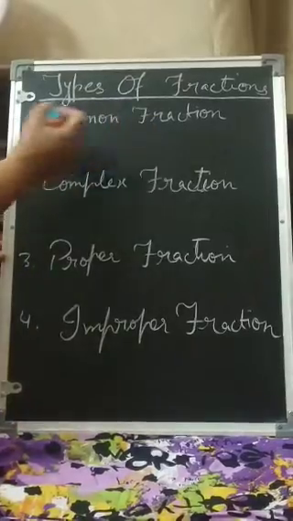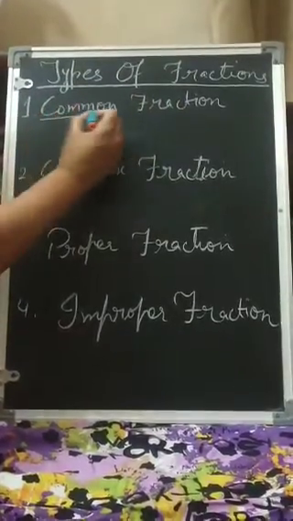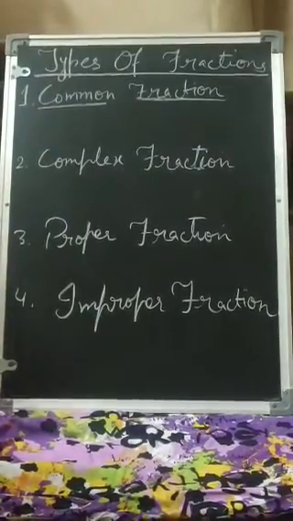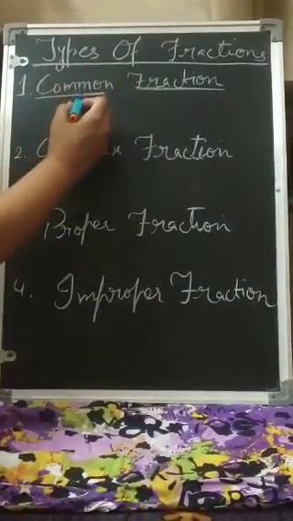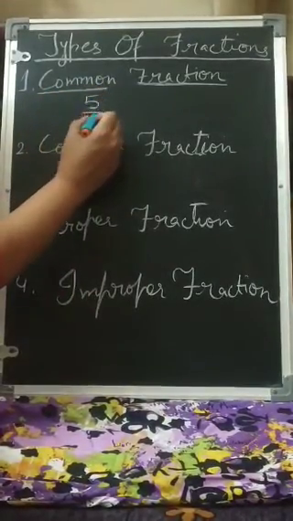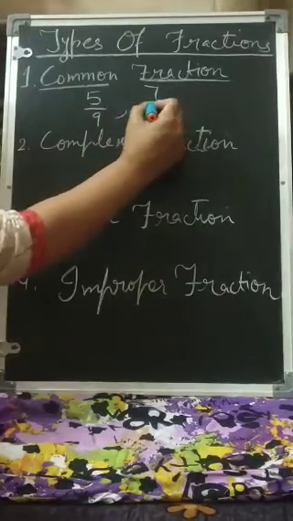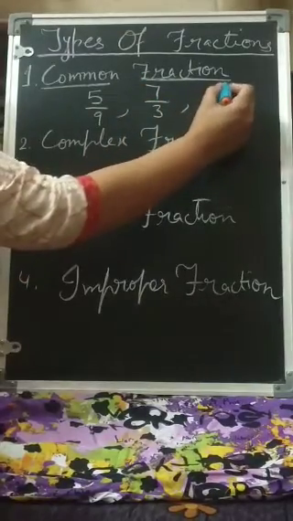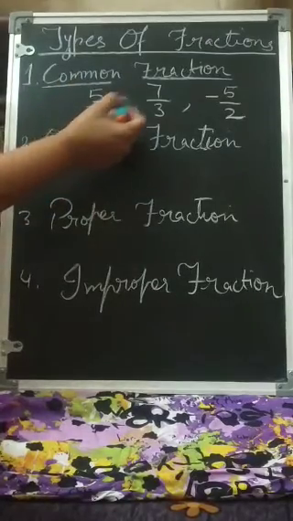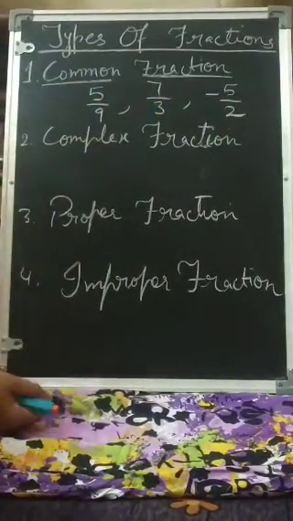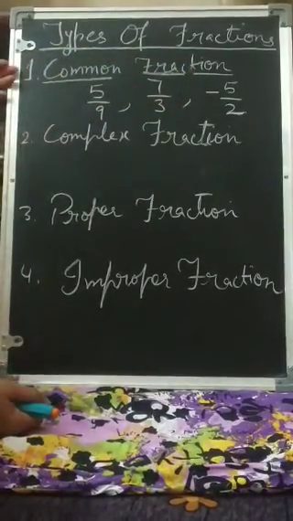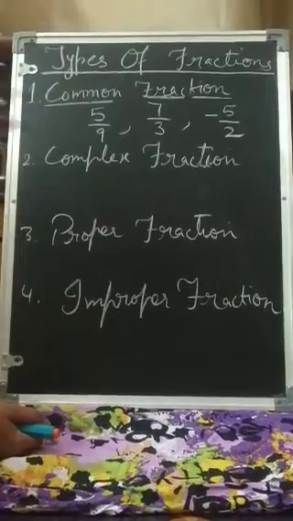So our first type is common fraction. What is common fraction? In common fraction, the numerator and denominator are any integer. Suppose 5 over 9, 7 over 3 or minus 5 over 2, where numerator and denominator are any integer, it is called common fraction, or it can be called simple fractions, vulgar fractions.